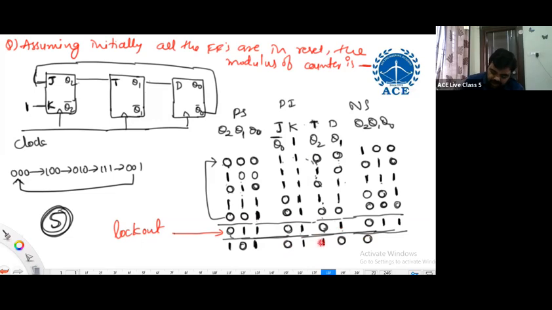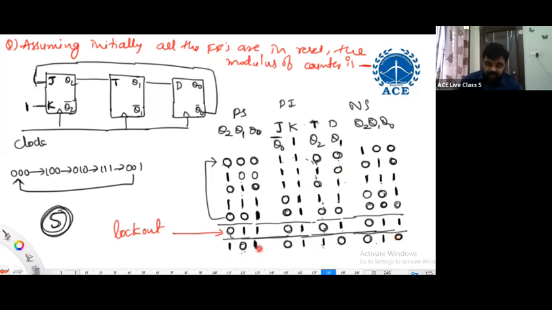0. When T input is 1, what is the next state of the toggle flip flop? Complement of present. Presently 0, next is the complement of that, 1. T input is 1, so the next state of Q1 is complementing: 0 complement is 1. For the D flip flop, D input is 0, so next state is 0. What is the next state? 0, 1, 0. What is 0, 1, 0? It is a used state.